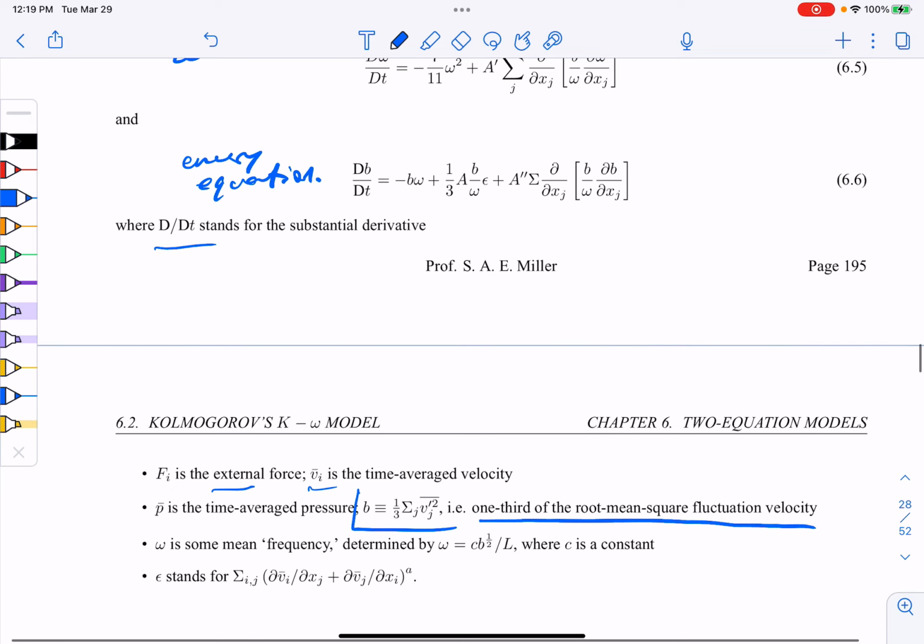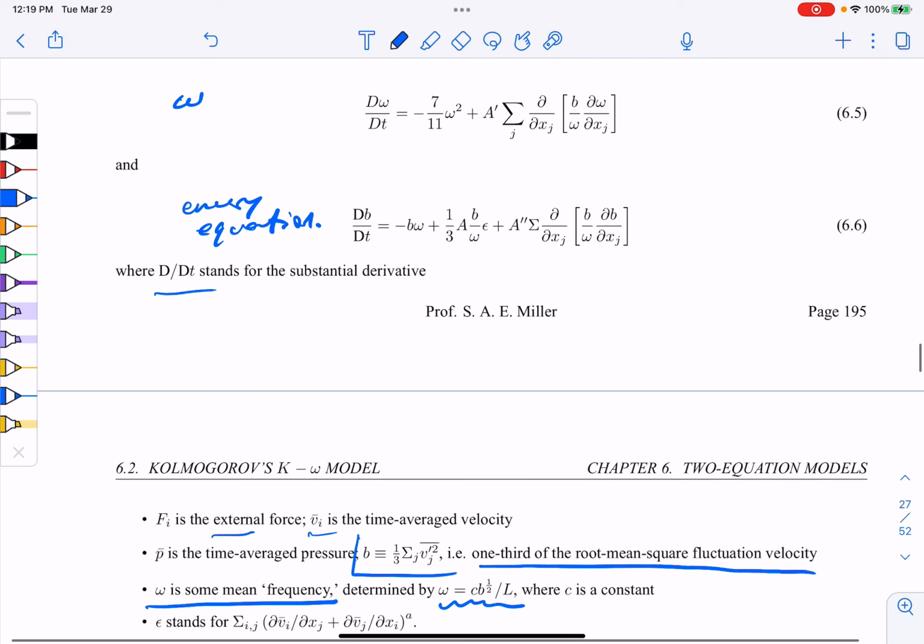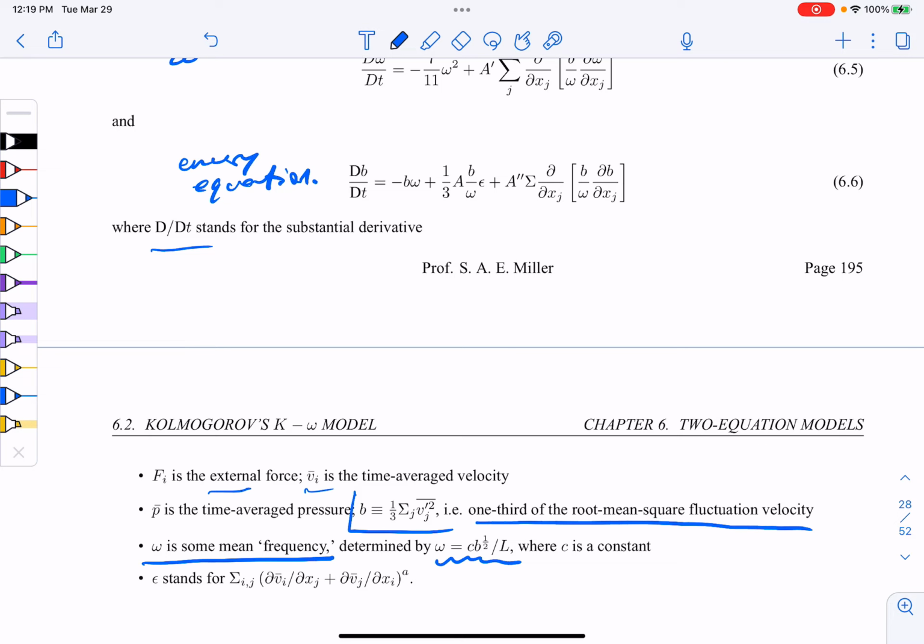Here in Kolmogorov's work, omega can sometimes be interpreted as a frequency, and he wrote omega should go as some constant c times b to the half, which is 1/3 of the root mean square fluctuating velocity, divided by a length scale. But of course, you wouldn't do that in the actual code if you program this, because you would just solve both differential equations. And there's a little different interpretation in his context of epsilon. So this epsilon here is not dissipation. That's just his nomenclature.